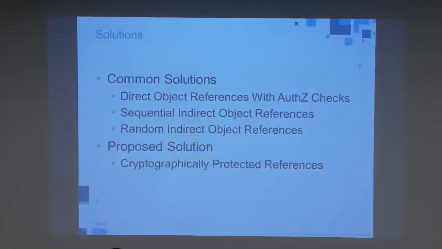Now, one of the most common ways to solve this problem is through indirect object references, where we don't actually expose the reference itself to the user. We create some sort of a mapping in the user session, and then we expose the indirect mapping to the user, and we'll take a look at how that works. The solution that I'm going to propose today is cryptographically protected references. So using cryptography to actually protect these references so they cannot be modified when they come back. And we can also protect their confidentiality. So let's go over the common solutions first.